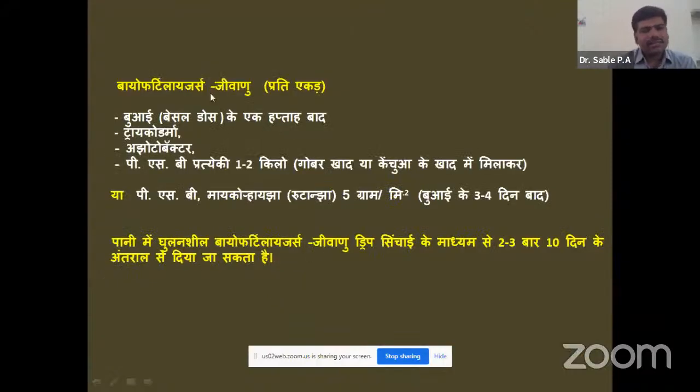Then, as already we have seen, what are biofertilizers, what are the recommendations per acre. But here I wish to share one thing: for nursery management, the dose is less as compared to the main field. So per meter square, 5 gram PSB culture and microalgae can be used in the nursery after 3 to 4 days of seed sowing. Otherwise, if these biofertilizers are in liquid form, and a micro irrigation system like drip irrigation is available, then this can be provided through drip, 2 to 3 times at 10 days intervals. But one important thing is we should not apply any chemical fertilizers or agrochemicals with this.